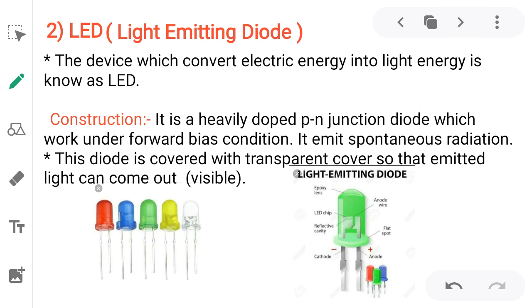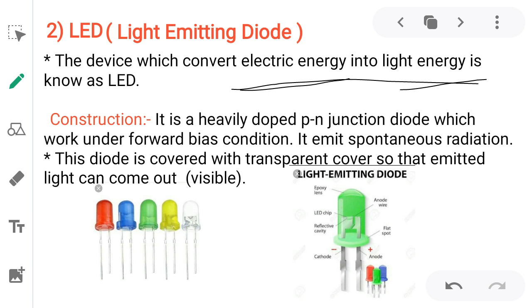Next, we move to LED, light emitting diode. It is a reverse process. It is the device which converts electrical energy into light energy. In the photodiode, what happens? It converts light energy into electrical energy. But in the LED, it converts electrical energy into light energy.